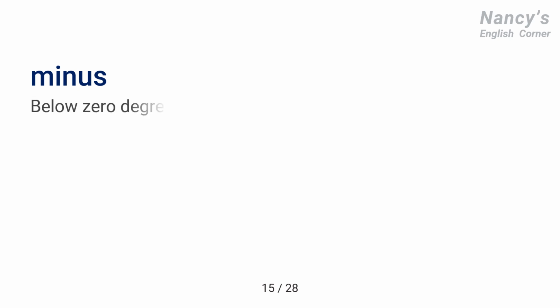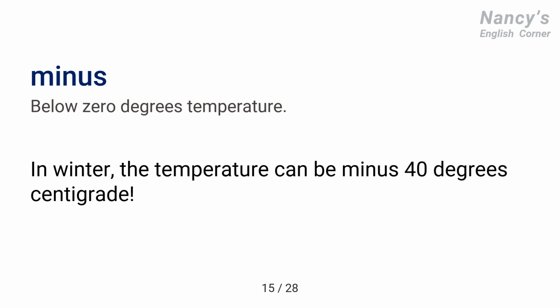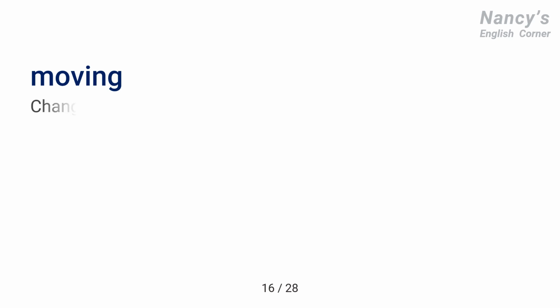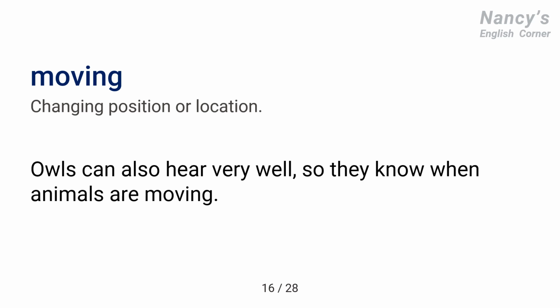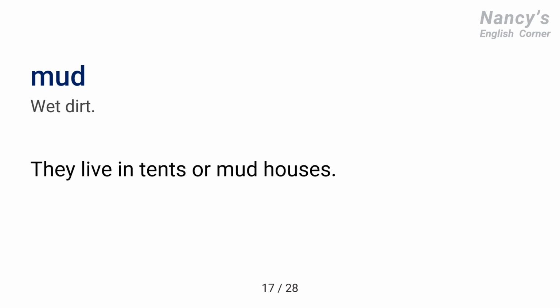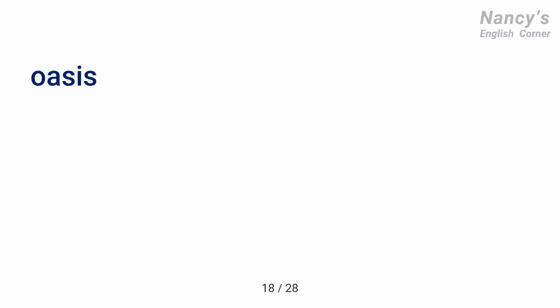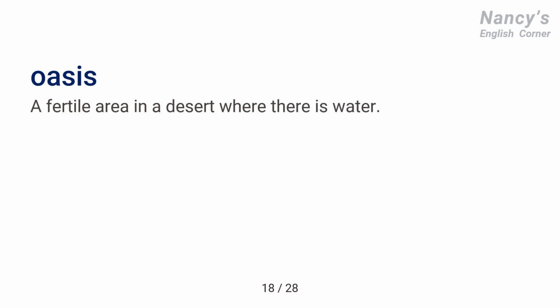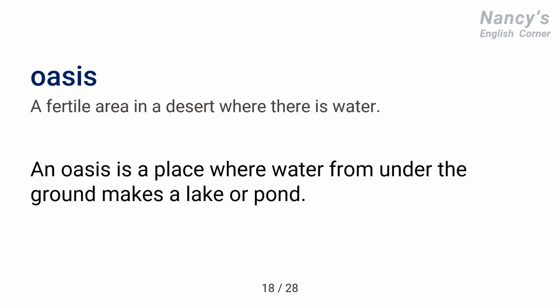Minus. Below 0 degrees temperature. In winter, the temperature can be -40 degrees centigrade. Moving, changing position or location. Owls can also hear very well, so they know when animals are moving. Mud, wet dirt. They live in tents or mud houses. Oasis, a fertile area in a desert where there is water. An oasis is a place where water from under the ground makes a lake or pond.